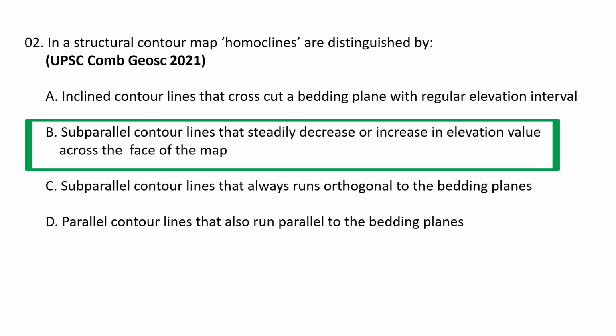On a topographic map, the landforms associated with homoclines exhibit nearly parallel elevation contour lines that show a steady change in elevation in a given direction. In the subsurface, they are characterized by parallel structure contour lines. So B is the correct answer.